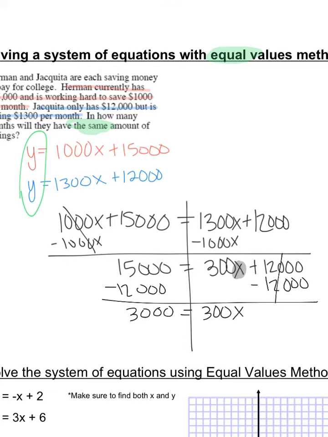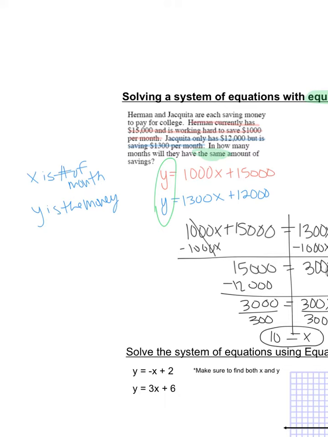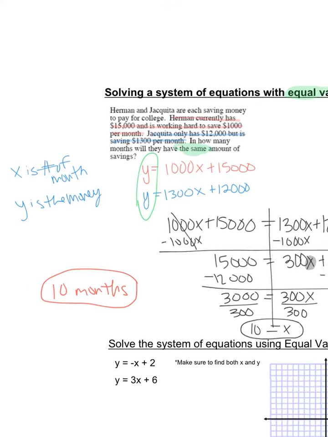The last step to get the x by itself, to undo the times 300, is to divide by 300. 3,000 divided by 300 gives us 10. X equals 10. In terms of the story, x was the number of months. So our answer is that it's going to take 10 months for them to have the same amount of money. The next question is, how much money do they each have in 10 months? That's the second step of solving a system of equations.